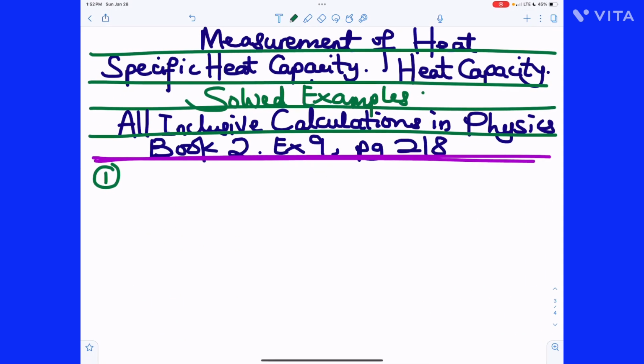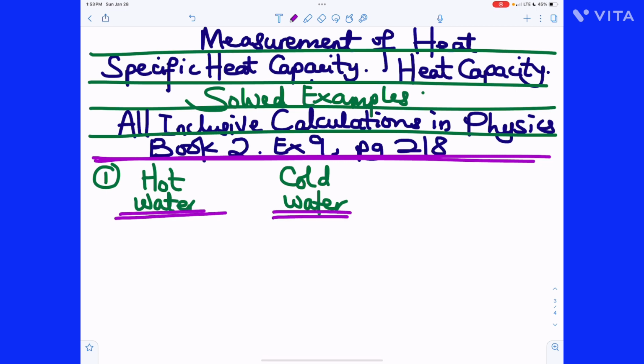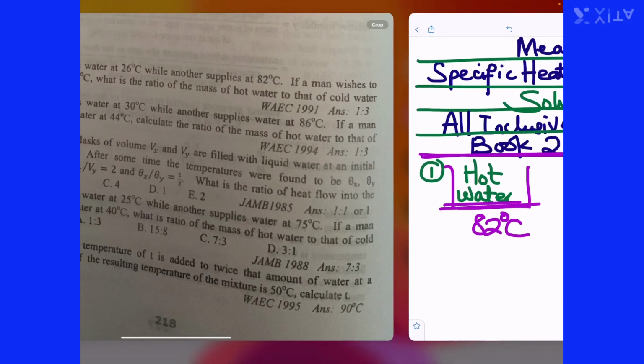Okay, let me take it one by one. Let's say this is hot water, and this is cold water. Hot water is at 82 degrees Celsius. Let's separate the two. Let's say this is a container of hot water and a container of cold water. We now want to combine it. The hot water is at 82 degrees Celsius. Cold water is at 26 degrees Celsius. Let's be sure these values are correct.